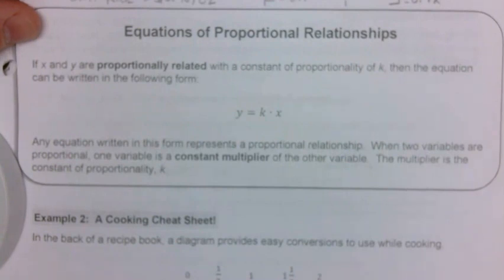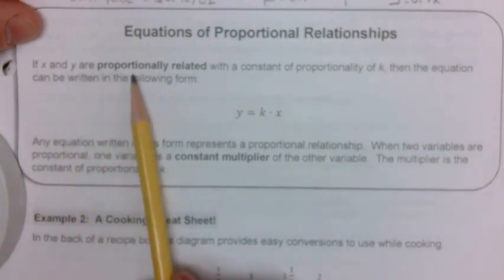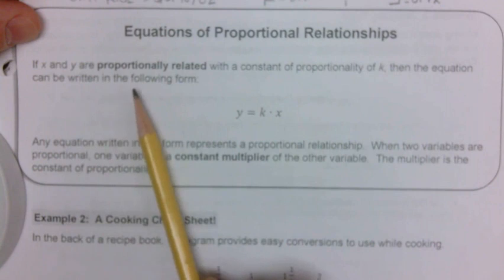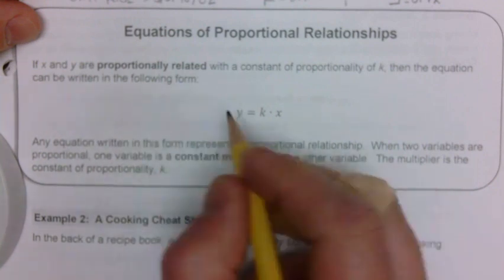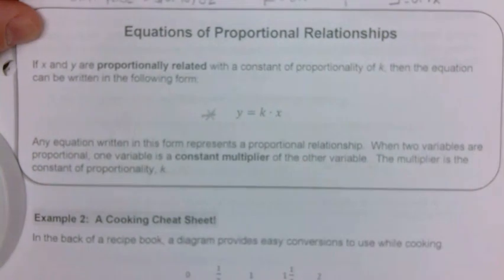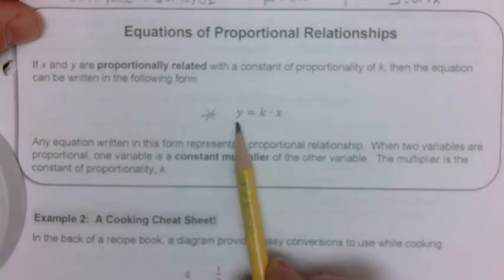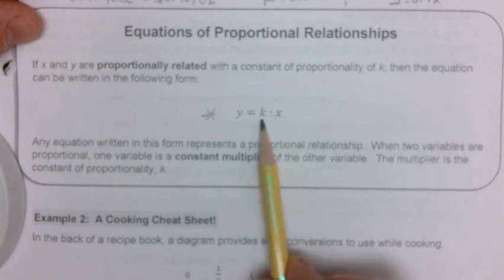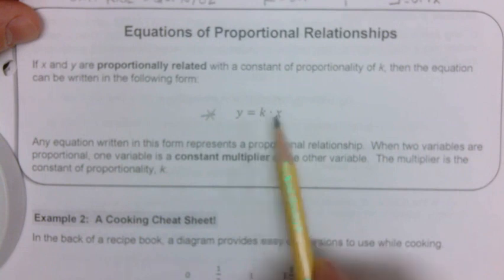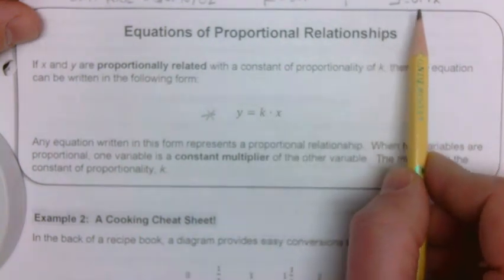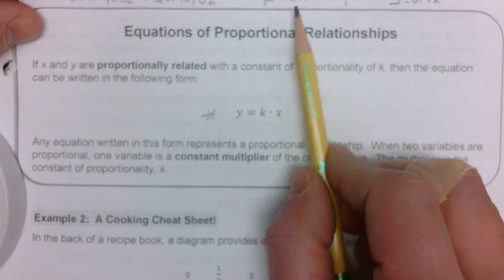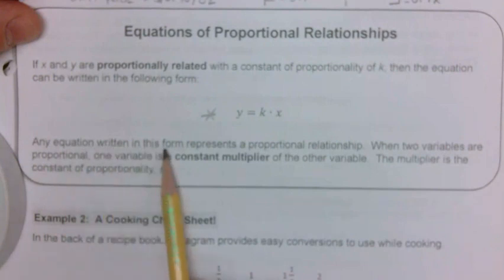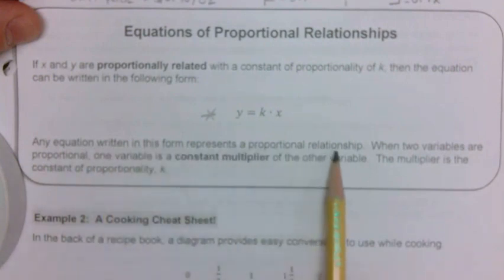That's no coincidence, okay? In the table, if x and y are proportionally related with a constant of proportionality of k, then the equation can be written in the following form. Put a star right next to this. This is what the equation of a proportional relationship will always look like. Y equals k times x, where k is the value of the constant of proportionality. So in our equation up here, y equals 4/10 times x, we just took that value of k and substituted it in, okay? Any equation written in this form represents a proportional relationship.